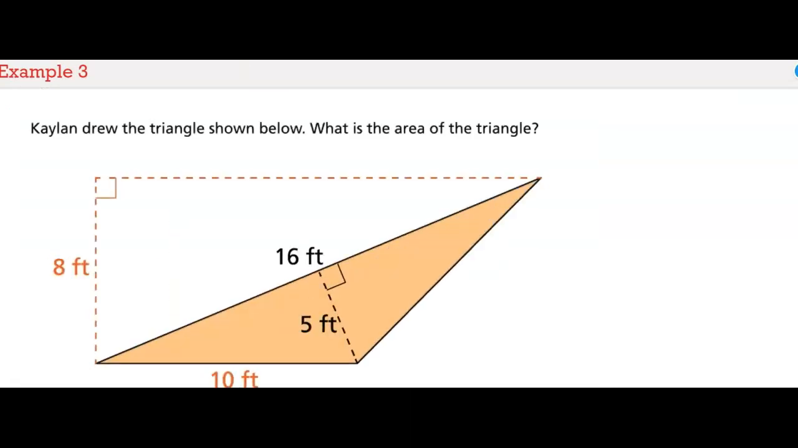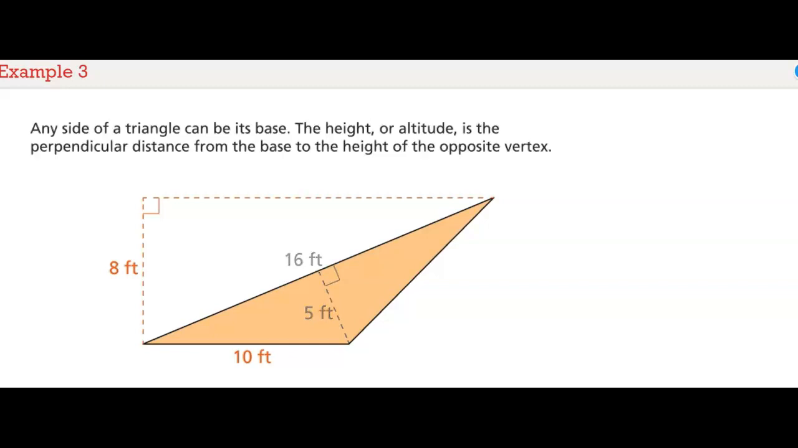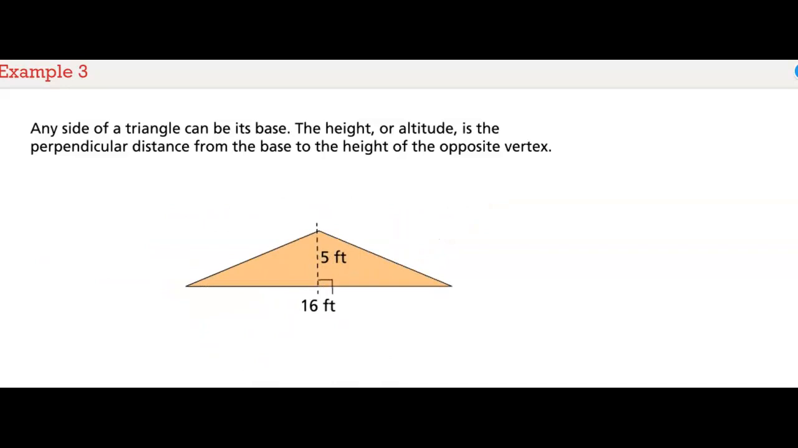Kaylin drew the triangle shown below. What is the area of the triangle? Any side of a triangle can be its base. The height or altitude is the perpendicular distance from the base to the opposite vertex. Here is another example of the base and height of the triangle.